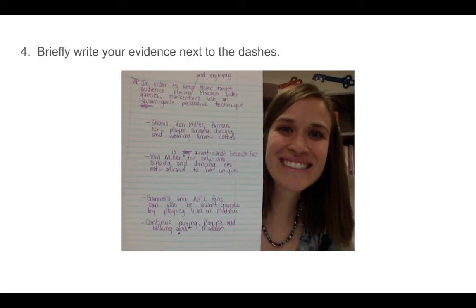You can see I ended up actually adding an additional dash. So showing how it's used shows Von Miller, famous NFL player, singing, dancing, and wearing funny clothes. Why is it that technique? Von Miller is avant-garde because he's the only one singing and dancing. He's not afraid to be unique. And the effect: gamers and NFL fans can also be avant-garde by playing Von Miller in Madden. And that they continue buying, playing, and talking about Madden video games.